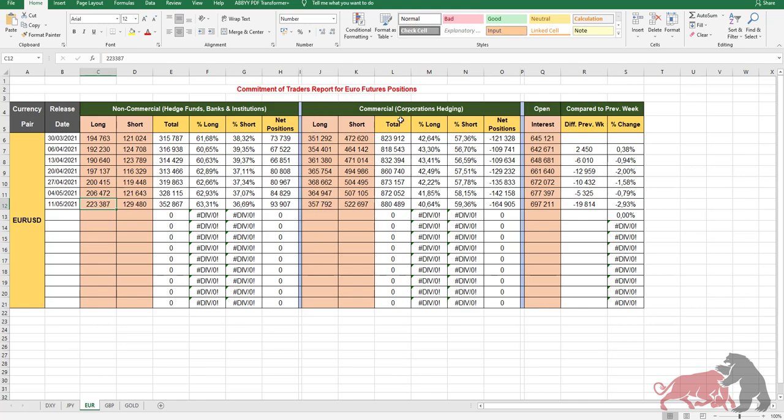Now looking at the commercials, the guys that are hedging against the hedge funds, banks and institutions, you can see they've actually reduced their long exposure on euro from 364 to 357,000. They've taken profits on their long exposure. And then on their short exposure, they had a massive injection, from 507 to 522, so that's about 15,000. They've injected 15,000 more short positions to the downside.